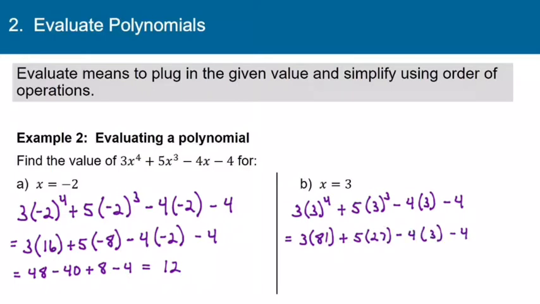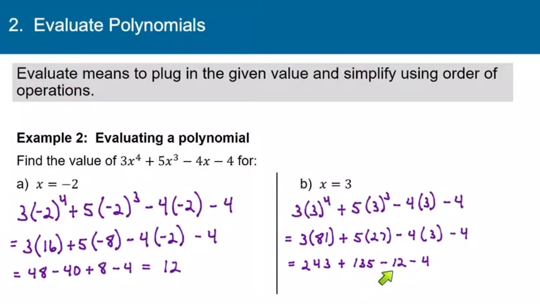And then we take care of multiplication. 3 times 81 is 243. 5 times 27 is 135. And 4 times 3 is 12. And now adding from left to right. 243 plus 135 is going to be 378.